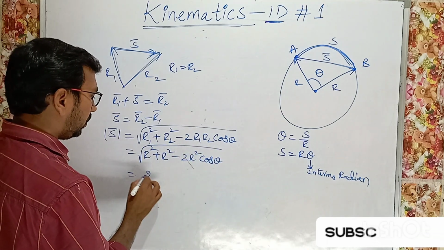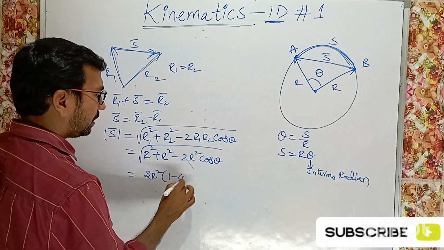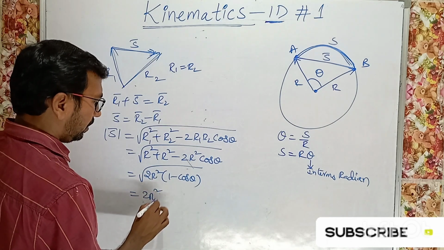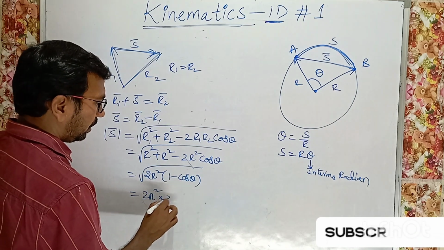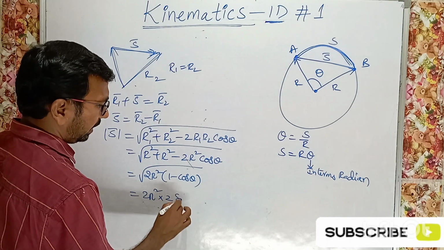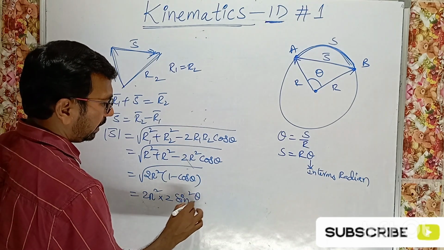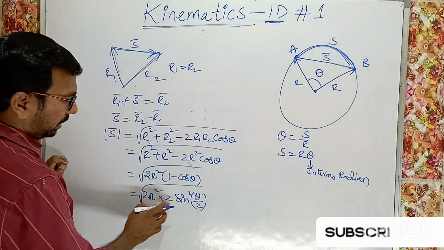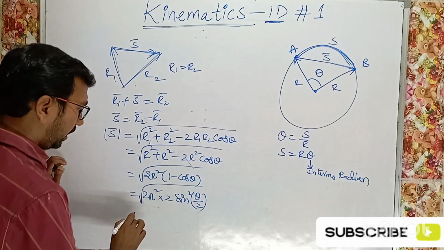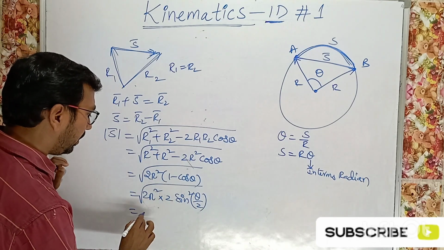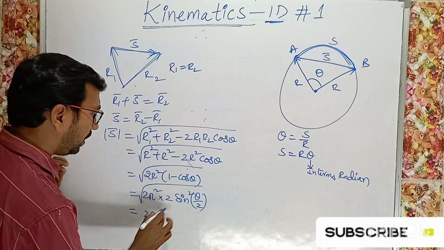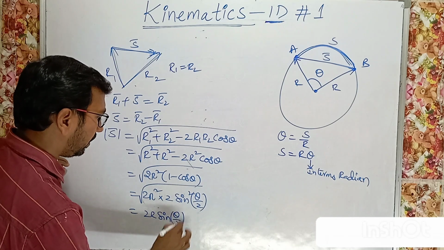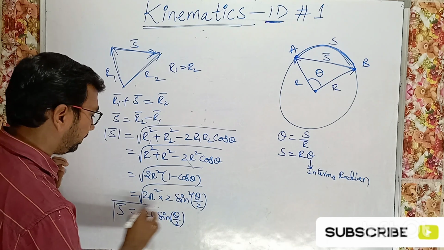Here 2r square is common: 2r square times 1 minus cos theta, under root. 1 minus cos theta means 2 sin square theta by 2. So 2 and 2 make 4r square. Taking 4 outside the root gives 2, r square gives r, and sin square gives sin theta by 2. So this is the displacement formula.